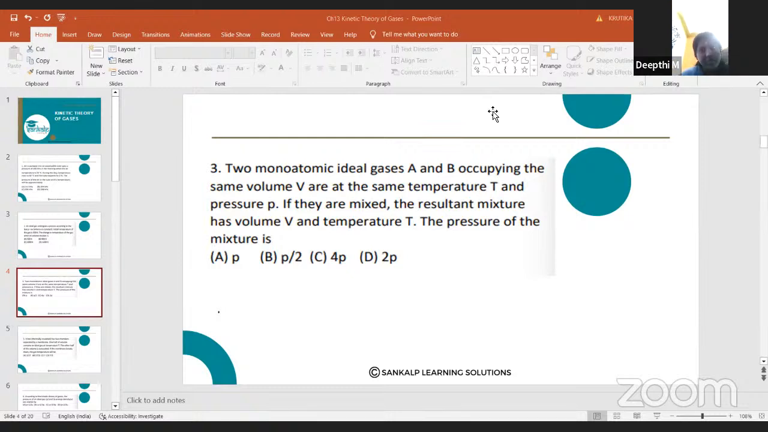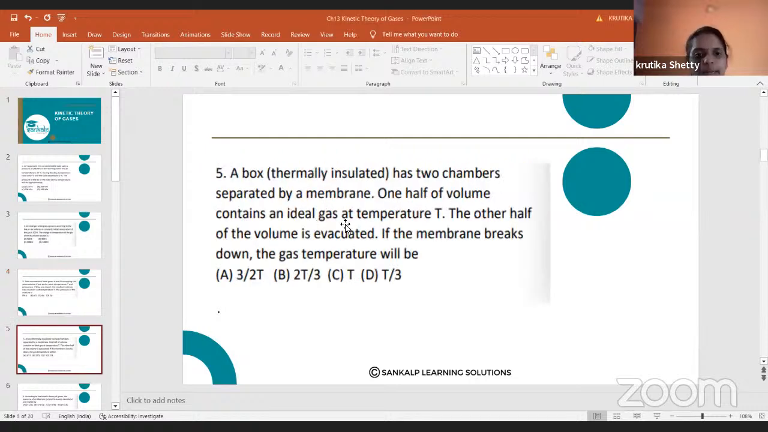Okay, correct. Option D, ma'am. Okay. So I hope everybody knows this answer. So I'll proceed to the next question. It is 2P. So all are answering yes. It is option D. We showed this a little in the previous case as well. Now a box has two chambers separated by a membrane. One half of the volume contains an ideal gas at temperature T. The other half of the volume is evacuated.